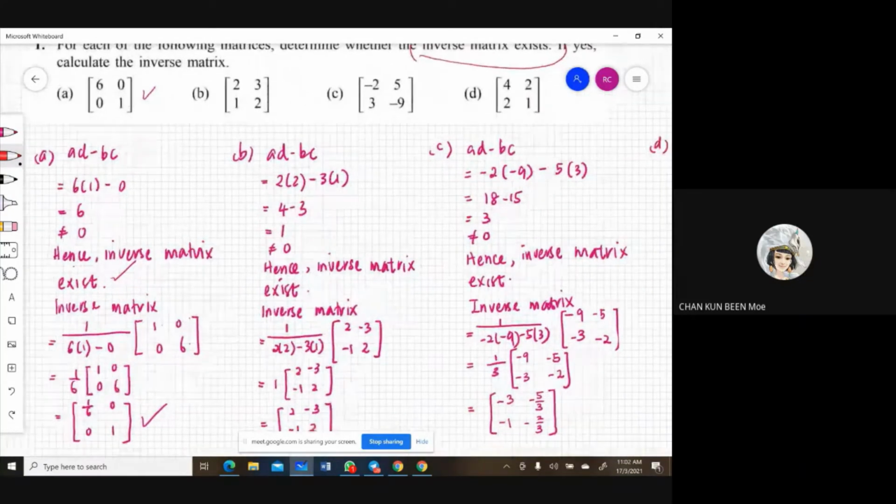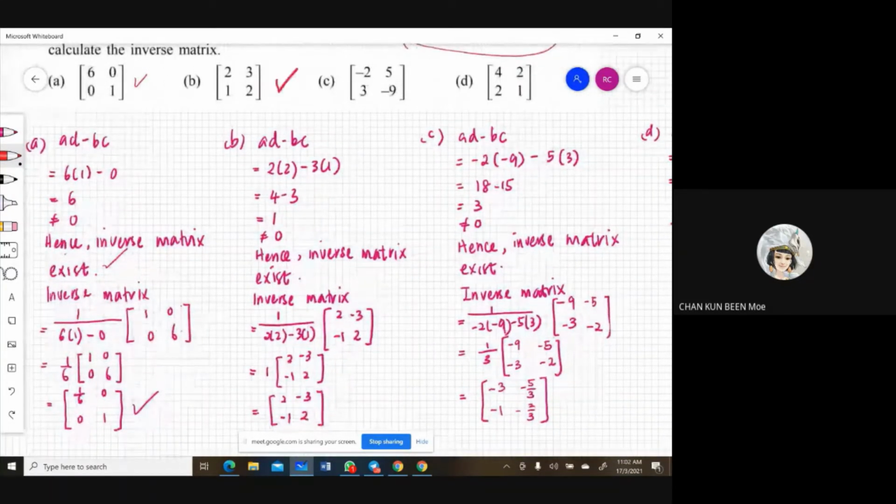Okay, next we move to B. 2, 3, and 1, 2. So we find the determinant. 2 times 2 minus 3 times 1, we get 1, so it's not equal to 0. Hence, the inverse matrix exists. Next we find the inverse matrix because there is an inverse matrix.